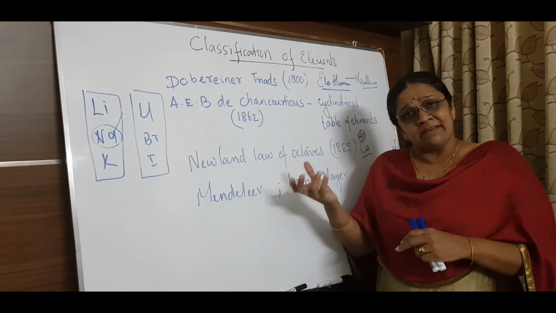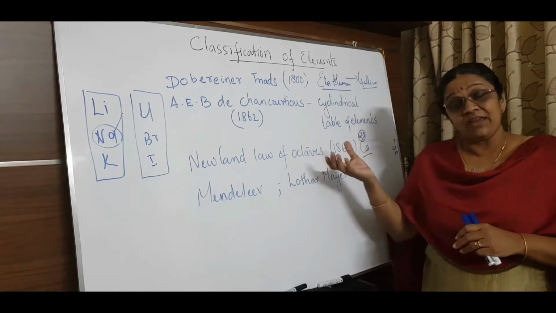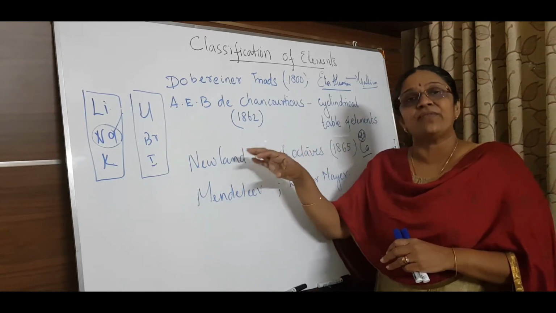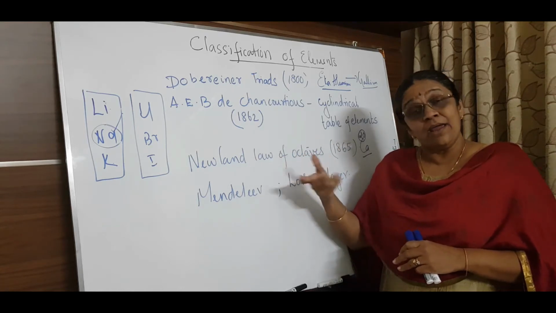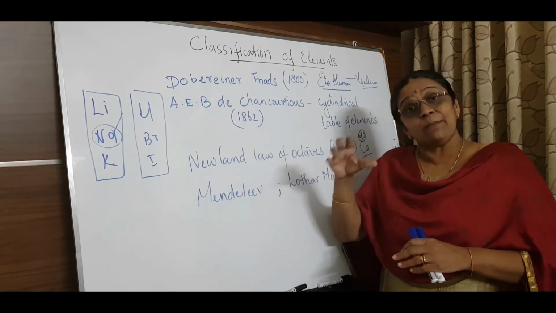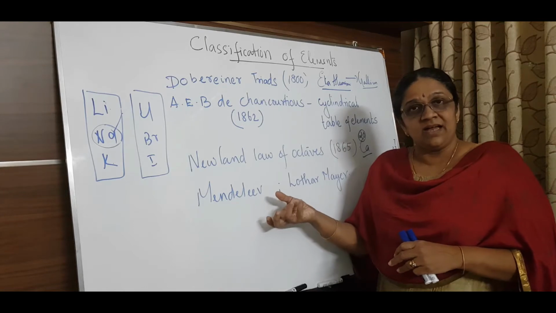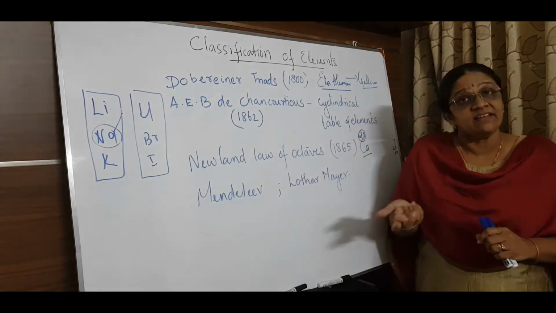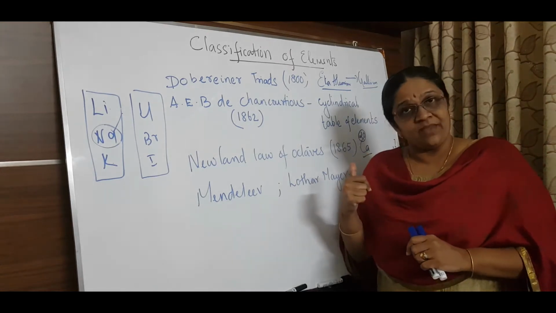So he didn't mind putting the elements having a lighter atomic weight in front of the heavier ones. Why? Because he wanted the chemical properties to be similar, and he emphasized that similarity in chemical properties rather than the atomic weight.